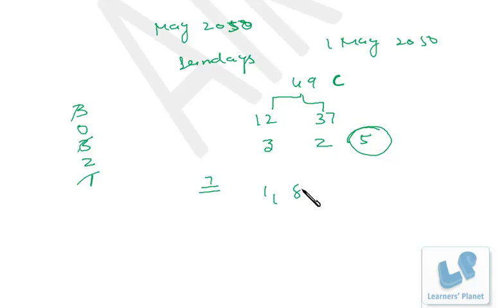So first, then 8, then 15, then 22, and then 29. These are the 5 Sundays of May 2050. Isn't it very easy, friends? I'm sure you'll be enjoying the session. Let's take the next pattern of the problem.